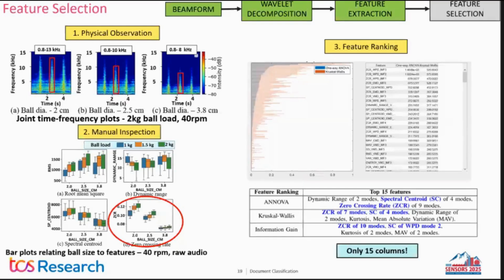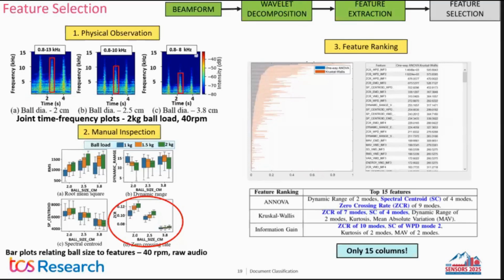Now let's look at the box plots beneath it. Here we are relating the features to the process parameter, that is ball size. Features such as zero crossing rate, or ZCR, distinguish the ball size very well as compared to, say, RMS or dynamic range. Now why?